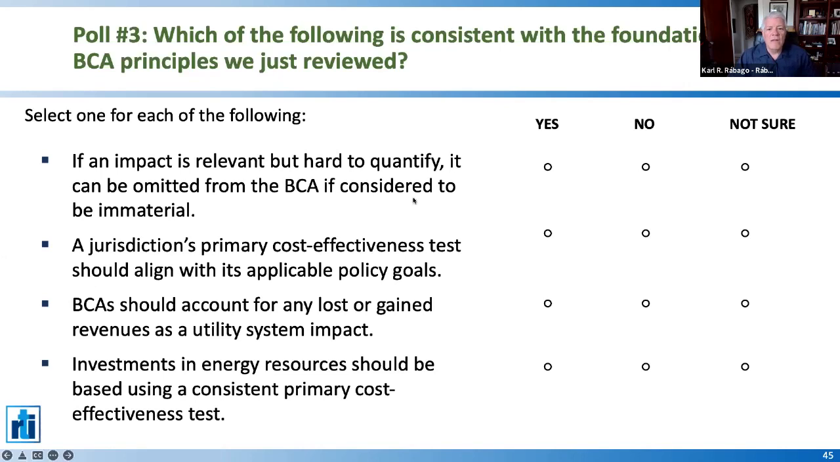Okay, you guys definitely understood the primary test and its relationship to policy. Absolutely, the primary test should align with policy. It's the best way to establish a foundation for your common test framework. Do you account for lost or gained revenues as a utility system impact?